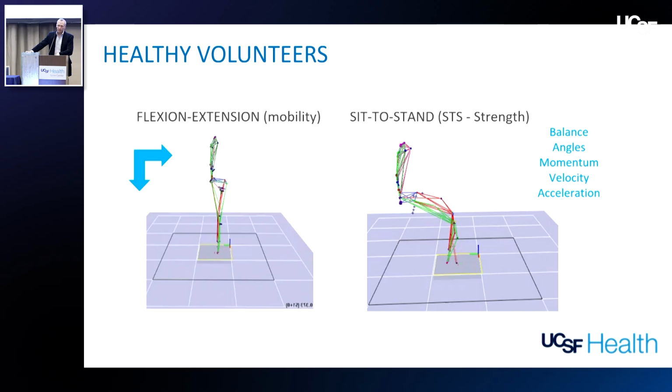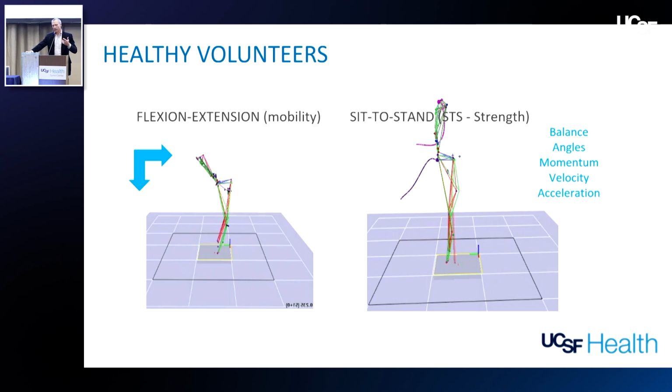So here's an example of a healthy volunteer. Flexion extension, a surrogate for mobility. This could be me, I don't know. Bending forward, bending backwards, pretty decent. And then sit to stand. You can see how that person activates their quads and stands straight up.